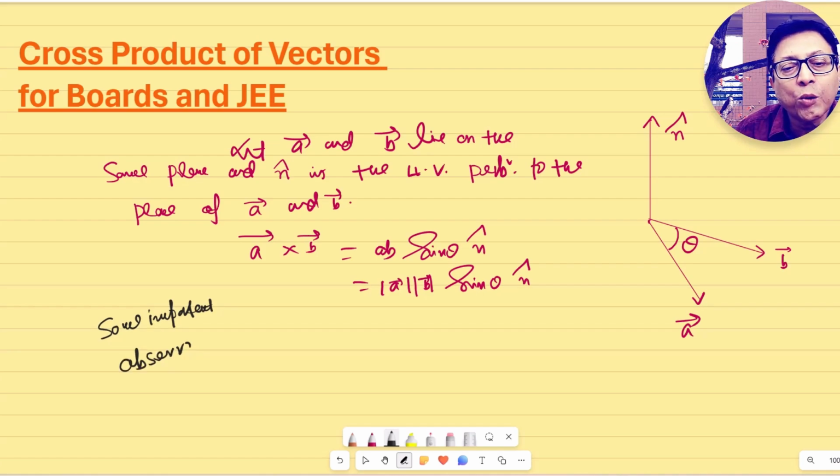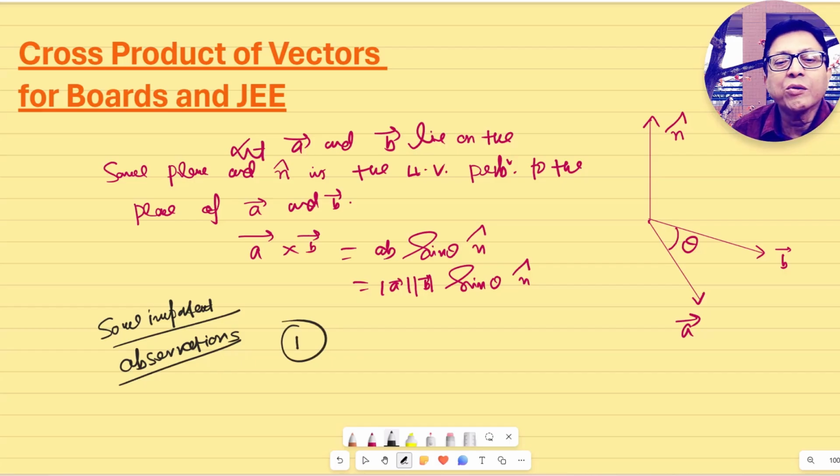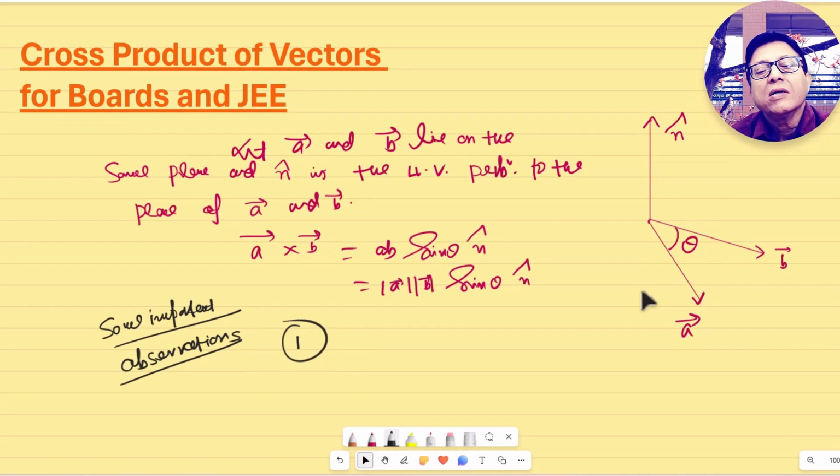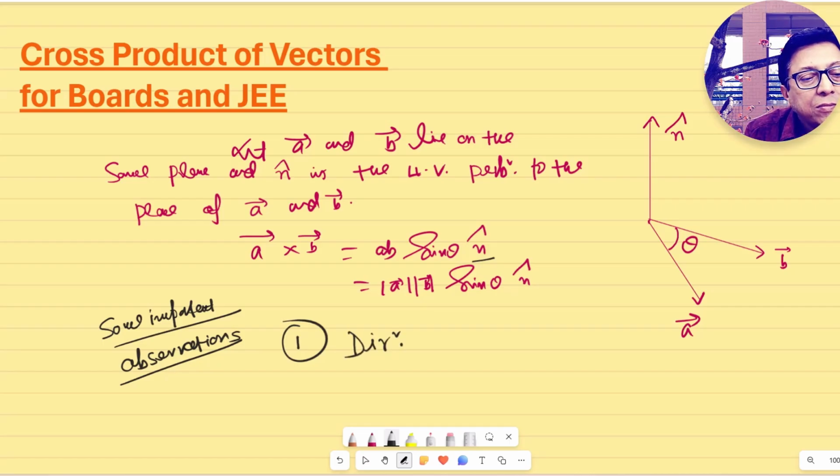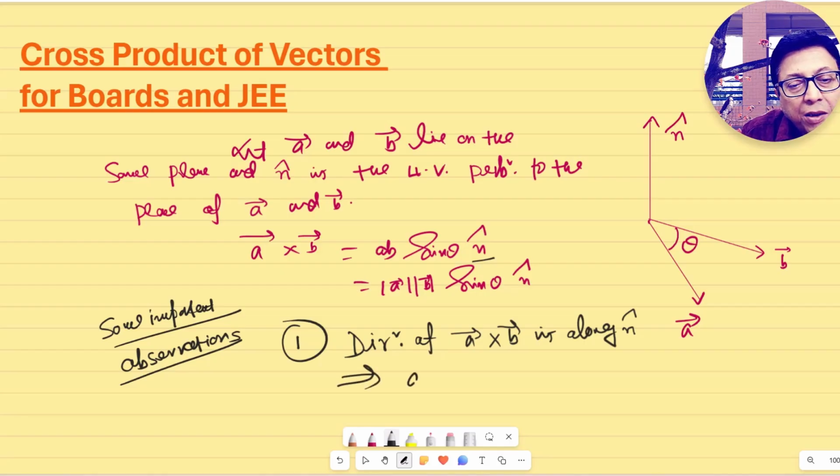AB sin theta n cap. You could have written mod A, mod B, because already I told you that the vector without arrow is the modulus. That's why instead of mod A we can write simply A. So one first important observation we'll make here, some important observations.